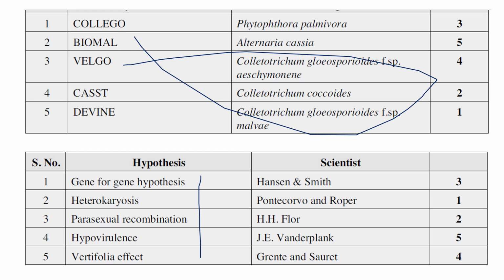And the next one is phenomena or hypotheses, and the scientists involved. Gene for gene hypothesis was discovered by H. H. Flor; heterokaryosis by Hansen and Smith; parasexual recombination by Pontecorvo or Von Ruppert; hypovirulence probably by Grente and Sauret; and the vertifolia effect by J. E. van der Plank.